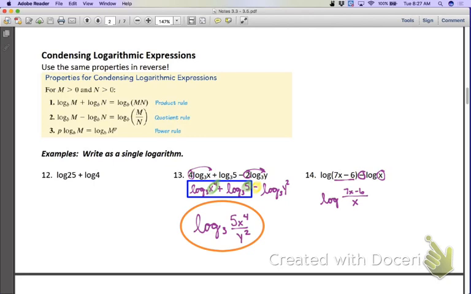The biggest thing with any of these is to always look out in front first to see if there's a number out in front that I need to turn in and put as an exponent. The next step then is to see, do I need to multiply these things together or do I need to divide them?